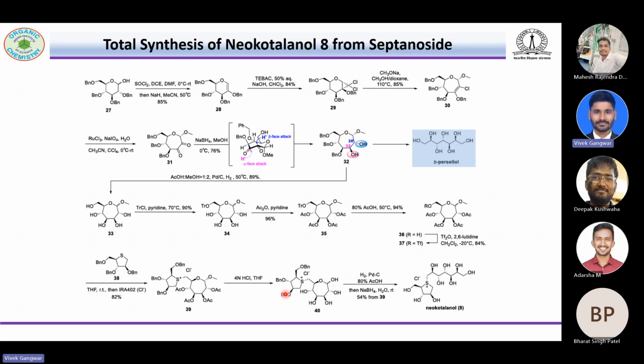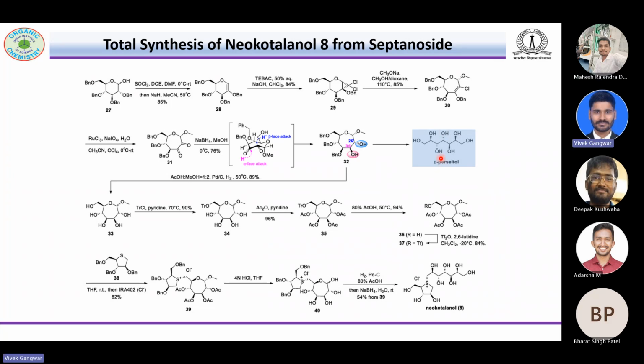This is the deprotection, followed by reductive ring opening of this septanoside. And what they are showing here, 32 to D-paracetol, that is normal. Yeah, this is commercially available. This is a normal ring opening; if they use the same procedure, deprotection followed by NaBH4, this will form.